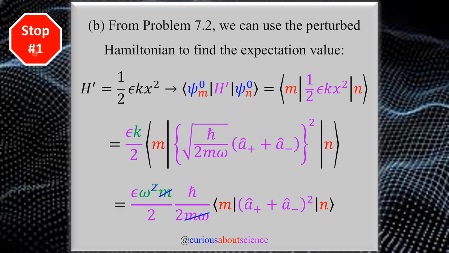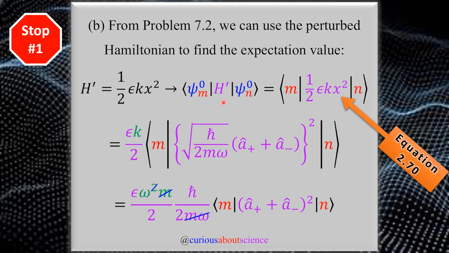Oops, that should be a 2. My bad. But what we see here is that for part B, from problem 7.2, we know that we can use the perturbed Hamiltonian. Remember that all we did in problem 7.2 was take the spring constant and expand it by an amount epsilon. We don't know what it is, otherwise it'd be pretty quick just to plug in the new constant, but now that we have that, we can go ahead and use the perturbed Hamiltonian with the expectation value and be good to go.